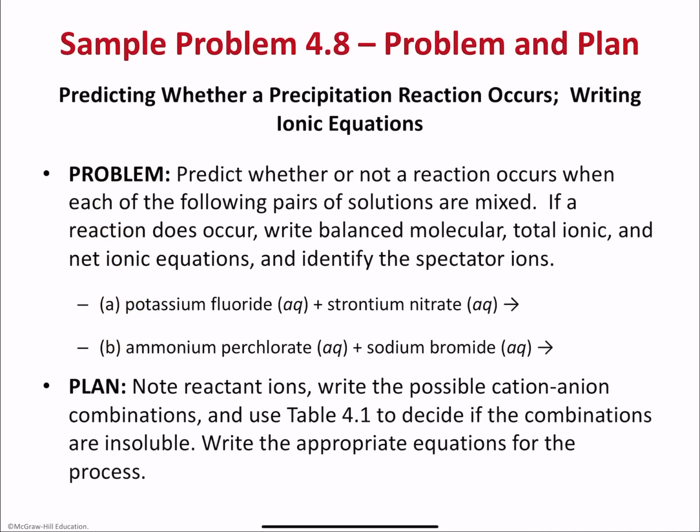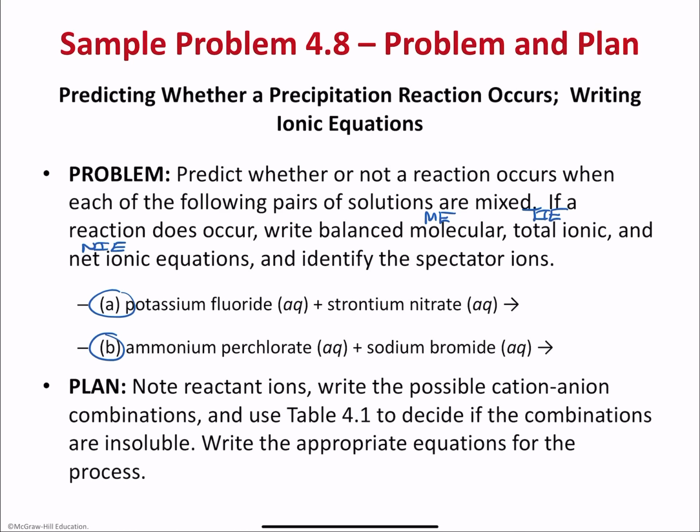So let's take a look at a problem. It says here in problem 4.8, there's a couple of parts here. There's part A and part B. So it says, predict whether or not a reaction occurs when each of the following pairs of solutions are mixed. If a reaction does occur, we're going to write a balanced molecular equation. So we're going to write the molecular equation. We're going to put a total ionic equation, and then we're going to put a net ionic equation.